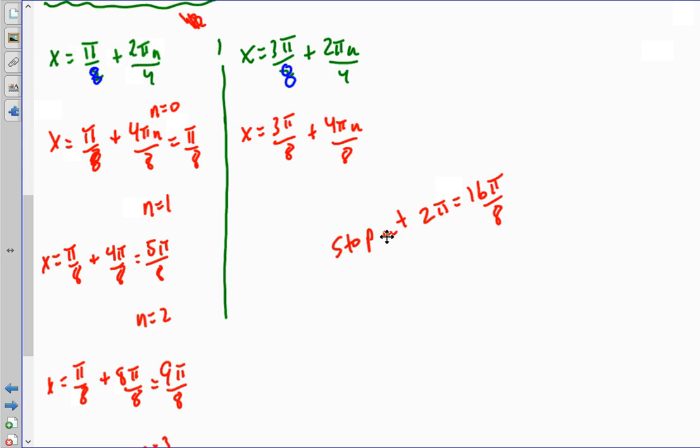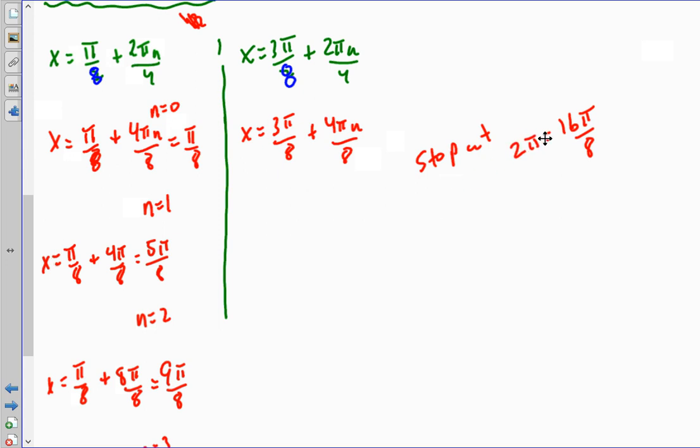And where's my cursor? There it is. All right. And we need to stop right here. And hopefully you can read that. Stop. All right, and so now when we have n equaling 0, we know we're going to have 3 pi over 8.